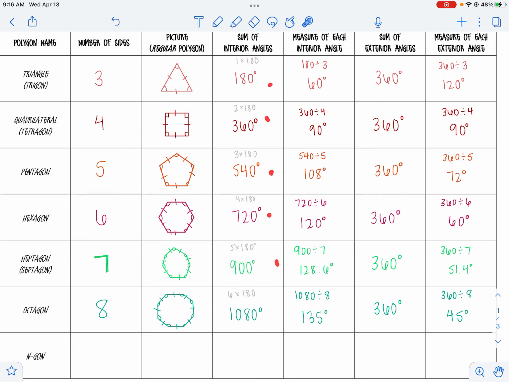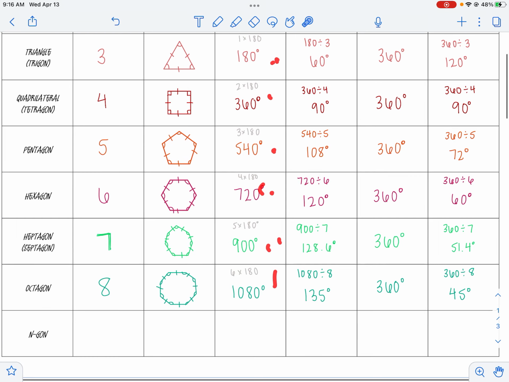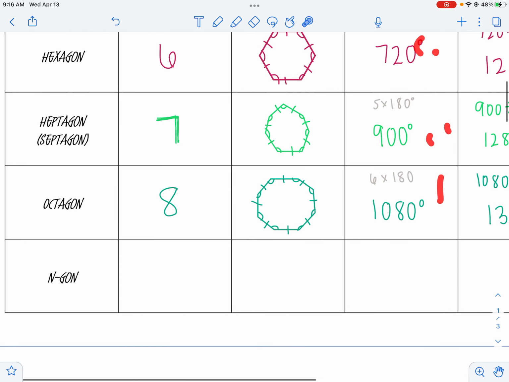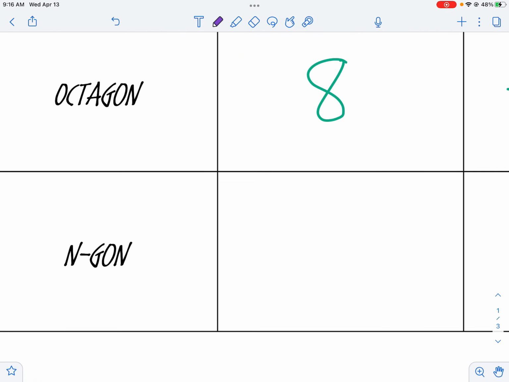Well, we wouldn't want to continue adding 180 and trying to do that. There are formulas for this. What we'll typically call these shapes is an n-gon. So n-gon, n just means the number of sides.